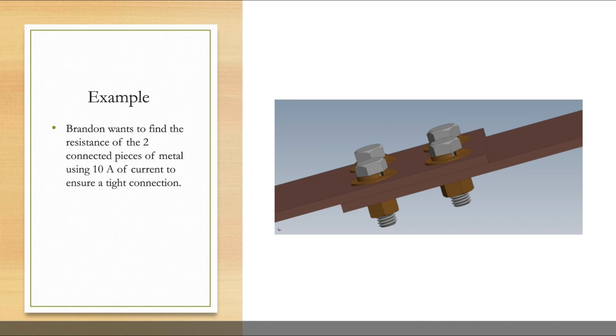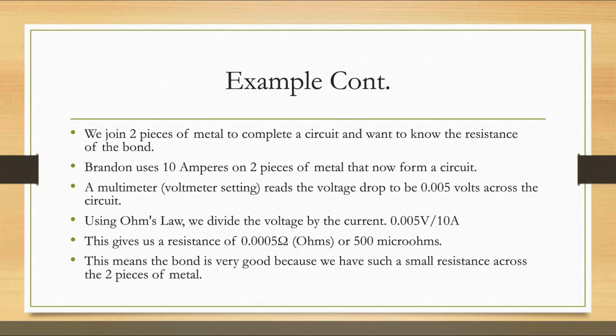For this example, Brandon wants to find the resistance of two pieces of metal that have been bound with nuts and bolts. In order to make sure that the two pieces are tightly connected, he will use 10 amps of current and measure the voltage to calculate the resistance. After measuring the voltage, he reads 0.005 volts.